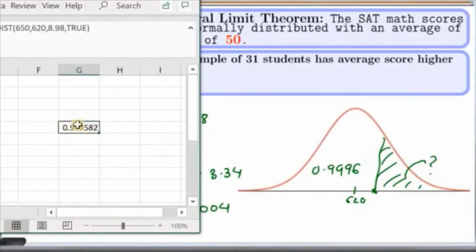This number here is the area to the left, and we need the area to the right. So to find the area to the right, all we need to do is subtract this number from 1. So let's do that. Equals 1 minus this number here, then hit enter. So we got this number here, which is the area to the right, and this is exactly what we got using the calculator and also using the formula. Let's look at another problem.